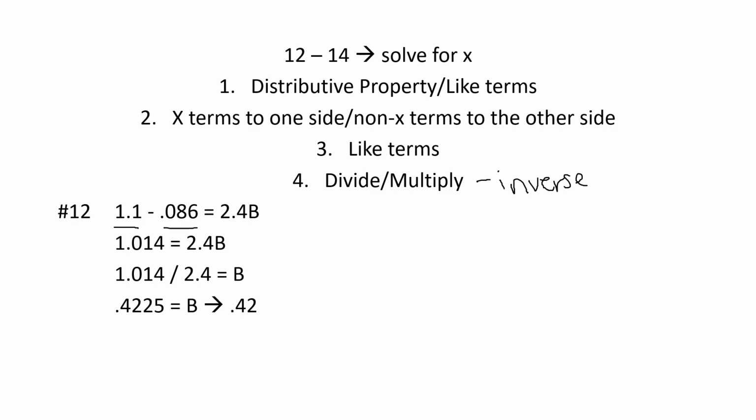Other than that, you almost always want to leave your answers as fractions. Again, if you start with decimals, leave your answer as decimals. And the typical rule is you want to round your answer to 2 decimal places. So 0.4225 rounds to 0.42, and that's number 12 on your worksheet.